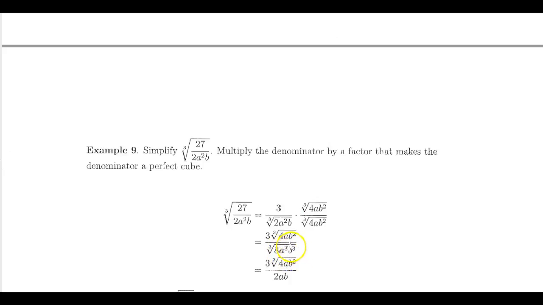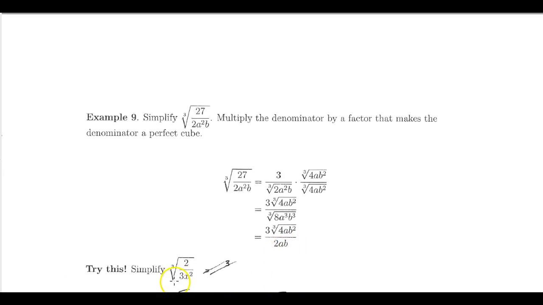So I get the cube root of 8a cubed b cubed in the denominator, and the cube root of that is 2ab. So we have 3 times the cube root of 4ab squared over 2ab as a simplified form of that. So try this one, pause the video, multiply 3x squared by something that gives you a perfect cube in the denominator, and then simplify that way, and come back and take a look at the solution.